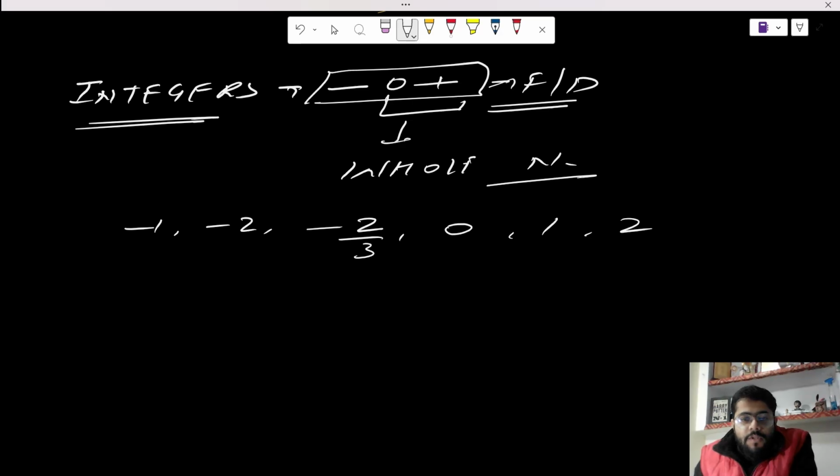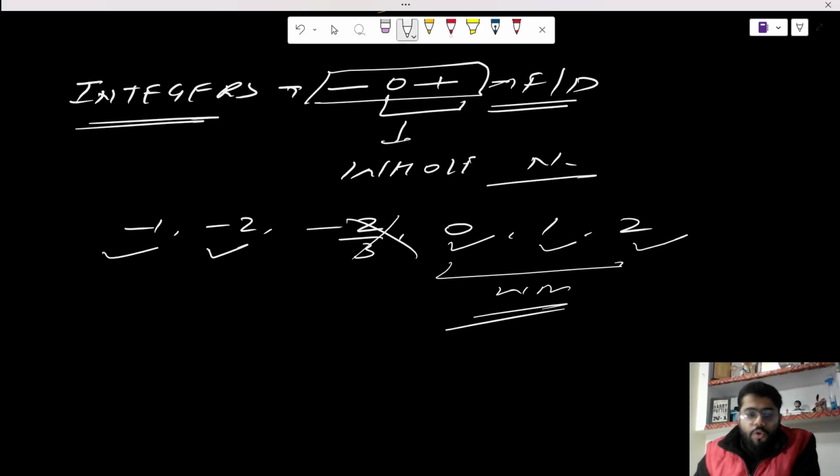So out of these numbers, which of them are integers? -1 is an integer, -2 is an integer, -2 by 3 is not. 0 is an integer, 1 is an integer, 2 is an integer too, and 0, 1, 2 are also whole numbers. So these are integers and these are whole numbers.